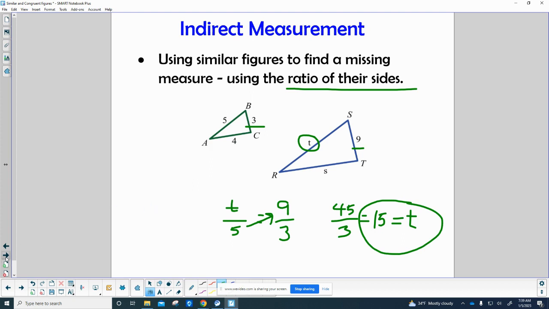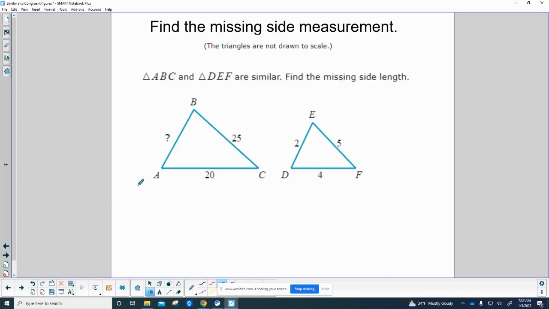So those are pretty easy. I kind of like these. So let's try another one. We're looking for a question mark here. And we know that these triangles are similar triangles, which means they are proportional. So I'm looking for a question mark. It corresponds to the side number 2 over here. See how I make a ratio between the corresponding sides?